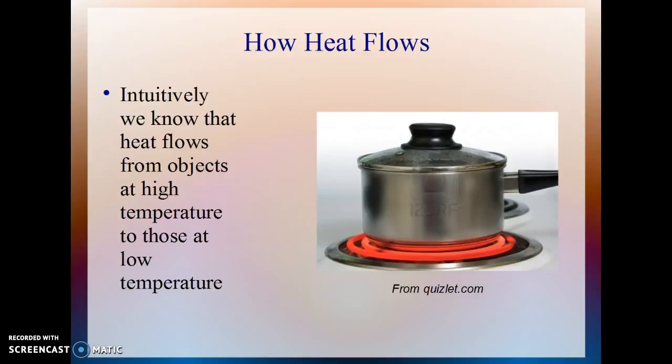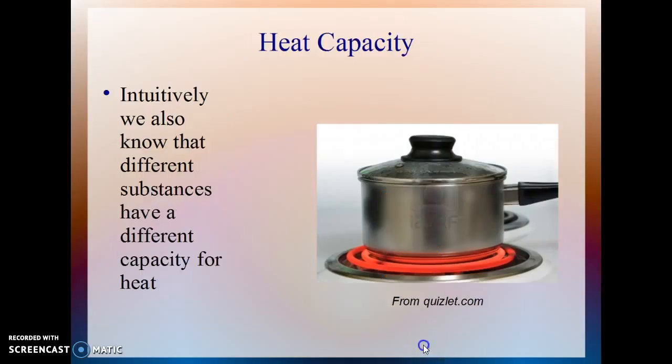Intuitively, we know that heat flows from objects at high temperature to those at low temperature, as shown here. This hot heating element is generating heat, and it is flowing into the cooler pan, or whatever is inside that pan. We also intuitively know that different substances have a different capacity for heat.